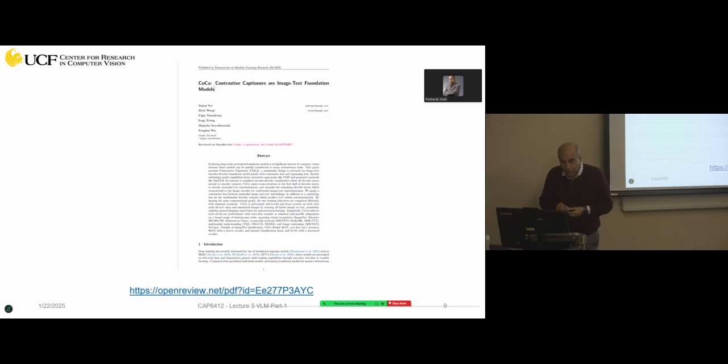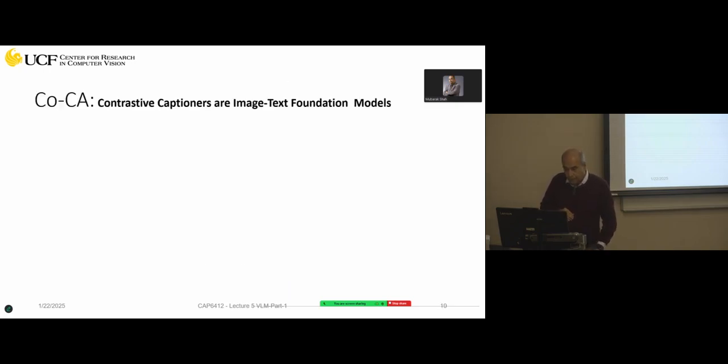So this is called contrastive captioning, or an image-text foundation model. Okay, so foundation model, you will keep seeing this. This is from Google. Lots of fundamental papers are from Google, as I have been saying. There are lots of smart people and lots of good work. So contrastive captioners are image-text foundation models.